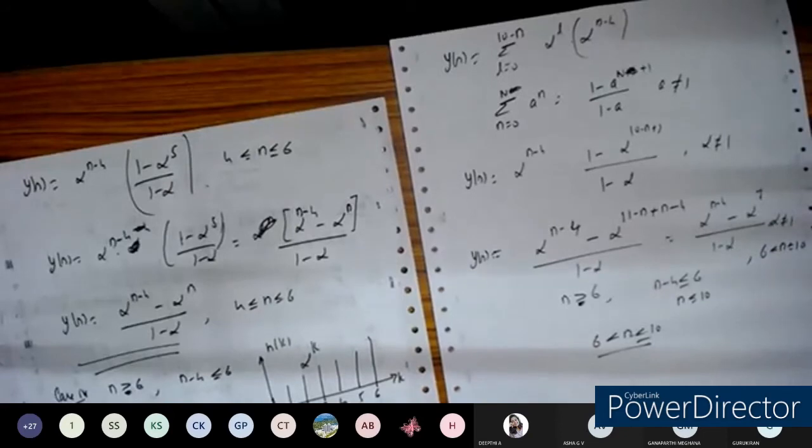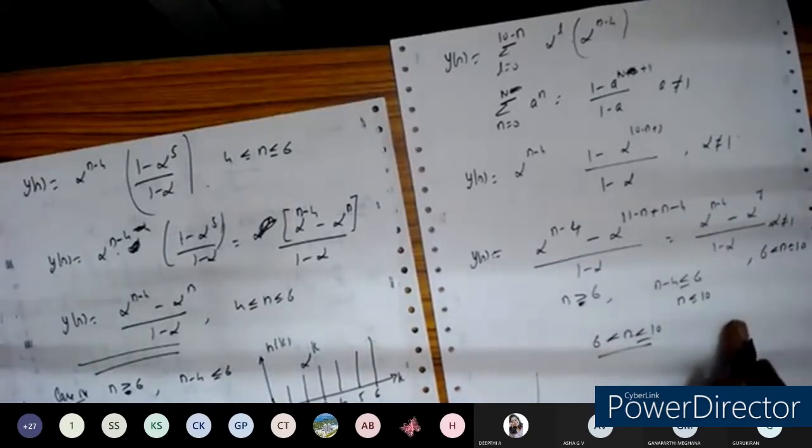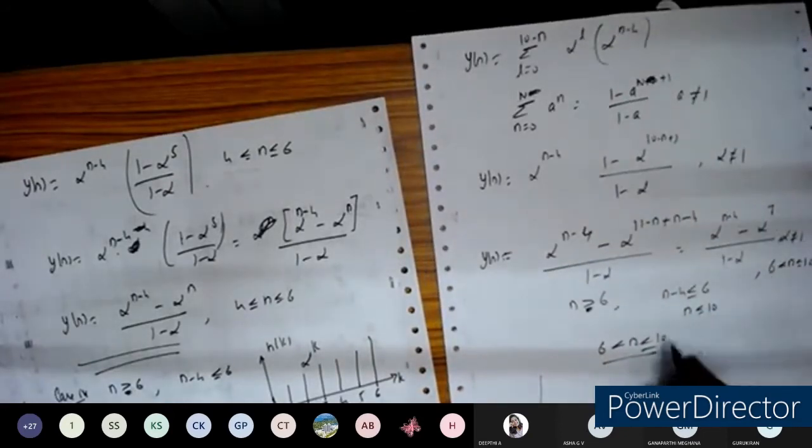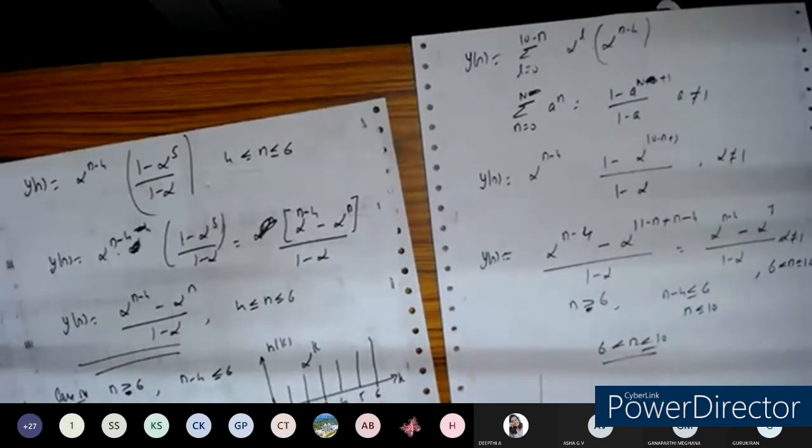Let us summarize the value of y of n here. And for n greater than 10, there is no overlapping. Or n minus 4 greater than 6, there is no overlapping of the waveforms here. Okay, so done. Let us summarize the value.